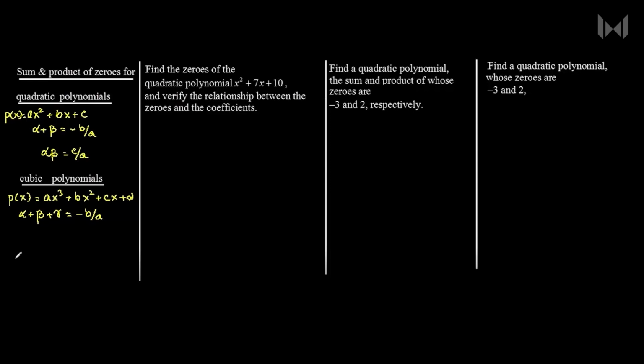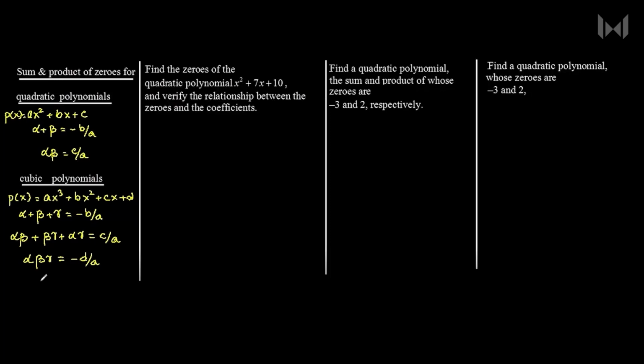Now the product of two roots taken at a time, and if you add all of them, we say the sum of the product of two roots taken at a time. So we write it as alpha beta plus beta gamma plus alpha gamma, and that is equal to c by a, and the product of roots alpha, beta and gamma is minus d by a.